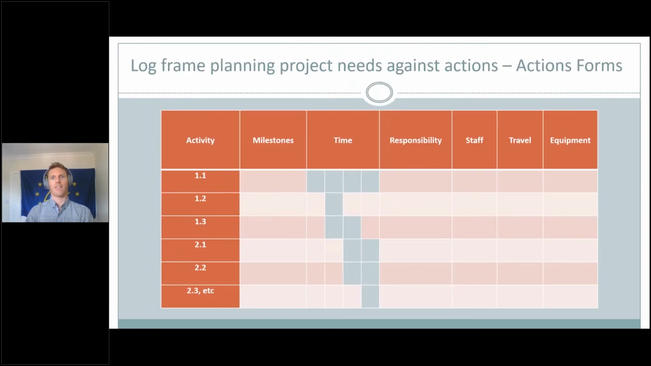So now you have scoped and refined your project through the log frame planning. You can use Gantt charts for an indicative timetable. You can then identify which beneficiary or project partner is leading on which activity here, the staff required and their time, the travel needs, and defining your equipment. Here you are planning your project's needs against the actions you will be undertaking.